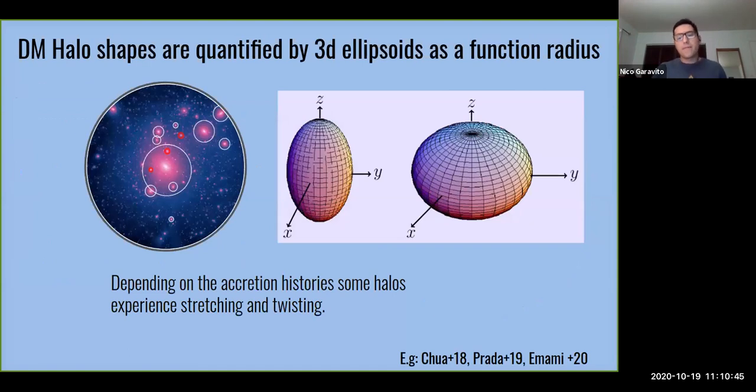A common way to measure halo shapes is by fitting 3D ellipsoids. As I said, the halo shape is not spherical, so often we fit prolate or oblate shapes to the halo. Depending on the accretion history, the shape of a halo can change as a function of radius, or it could be very complicated. But this is just the methodology, so we are going to come back to this later.